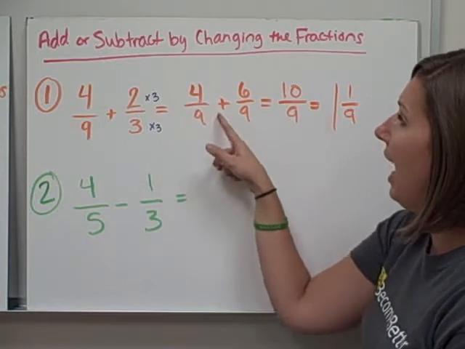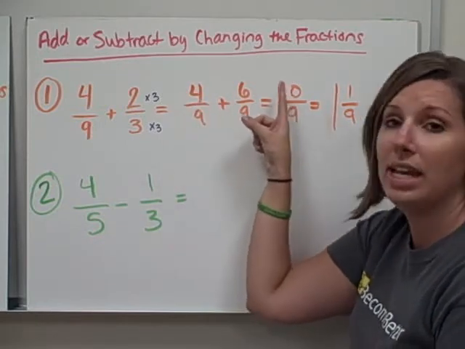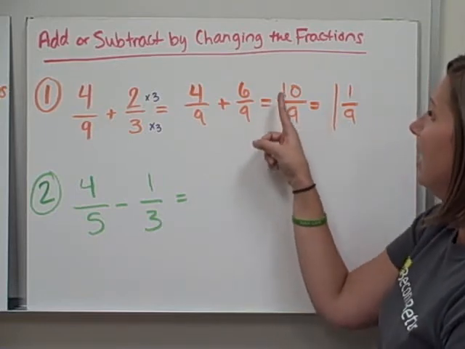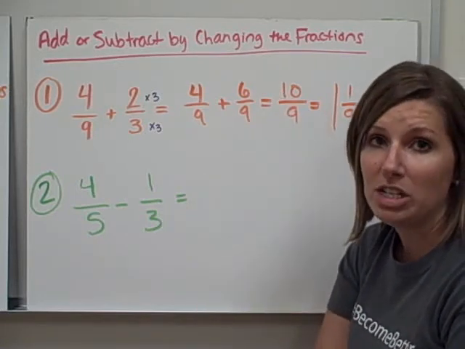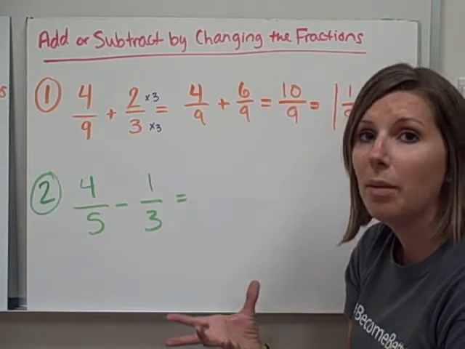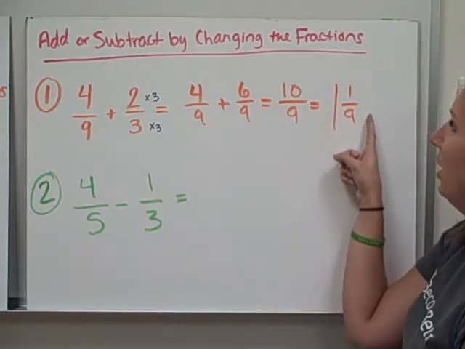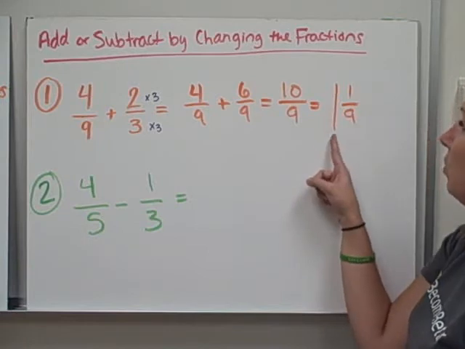So to do that, I add the numerators. 4 plus 6 is 10, and then I keep the denominator the same. I have 10/9, that's an improper fraction. Now I need to change it to a mixed number. I can pull out one whole, and I will be left with 1/9. So my answer is 1 and 1/9.